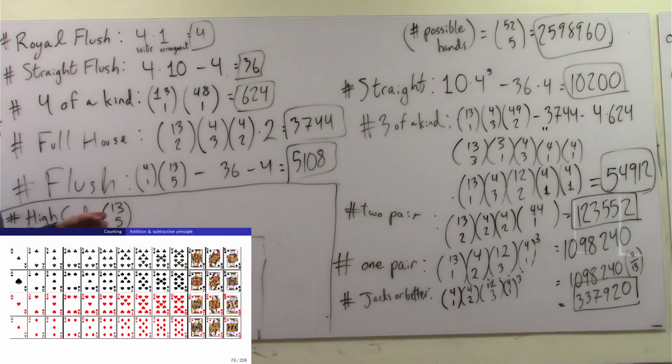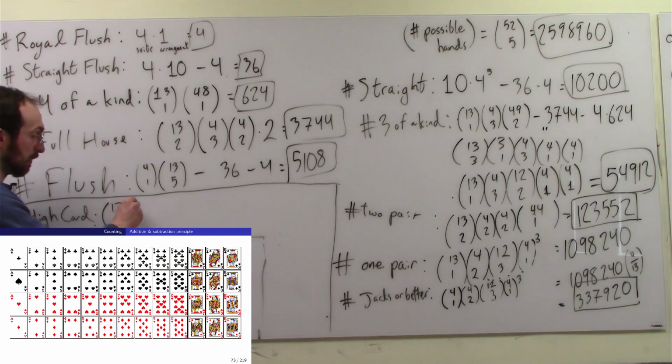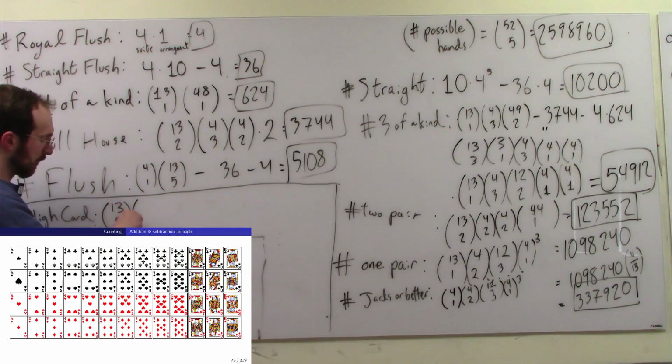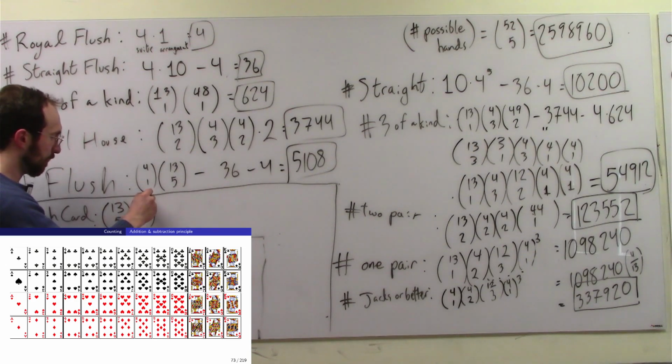Okay, pick your 5 cards. Distinct ranks, right? Yes, we're picking 5 distinct ranks from all 13 possible, and for each of those, we can just pick a suit. So let me write it like that. I think it's nice flair and it's the truth. 4 choose 1 to the 5th.